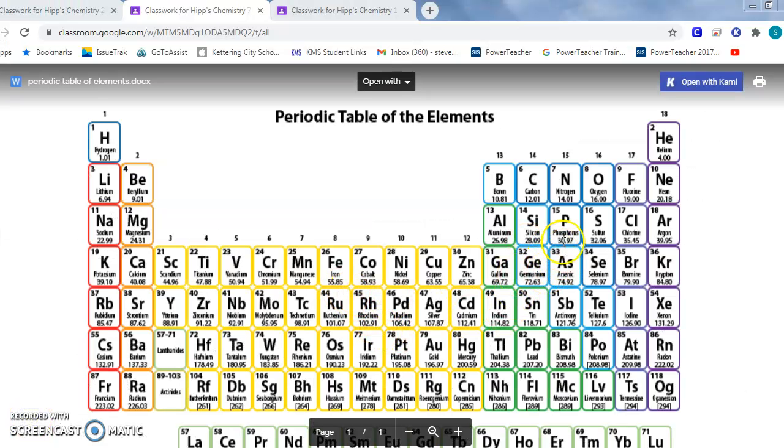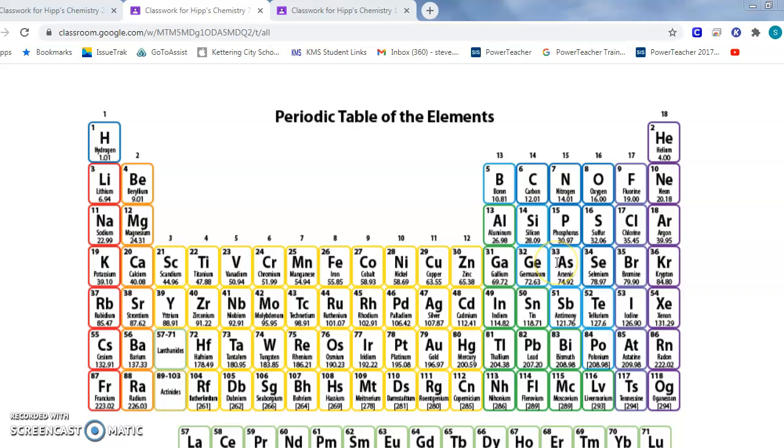Here's arsenic right here. It is number 33. So we need to know that it starts with 33 electrons. Why? Because it has 33 protons. The electrons and protons must equal each other. But if it's 3 minus, it means it has 3 more minuses than positives. So if it's 33 positives and it's 3 minus, it must have 36 electrons, which should not surprise us.